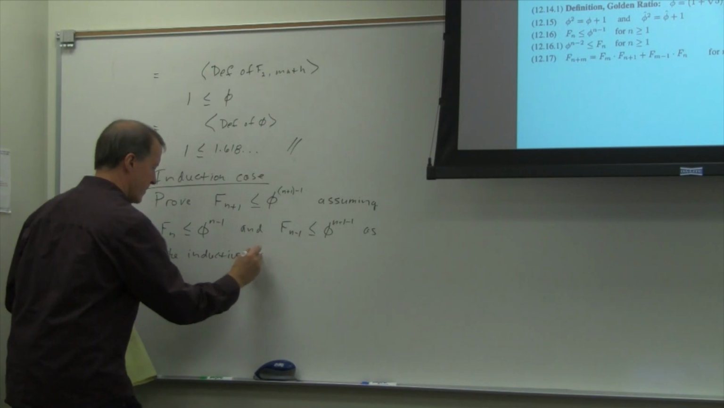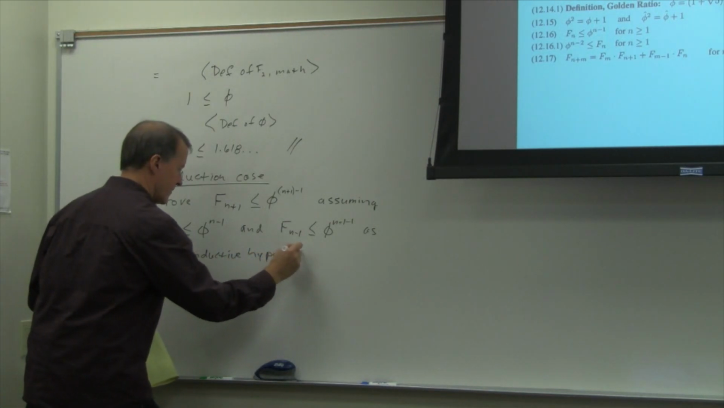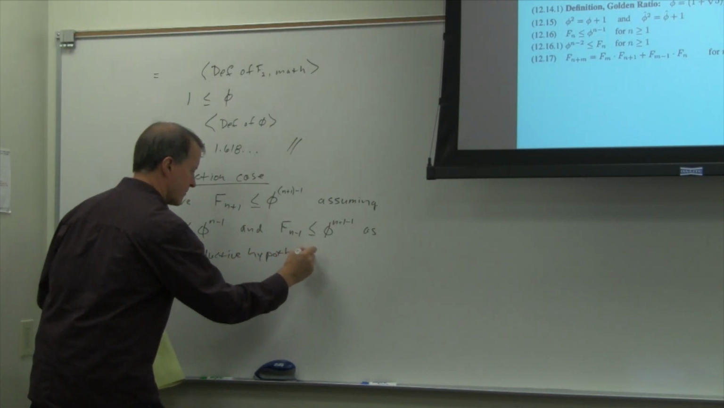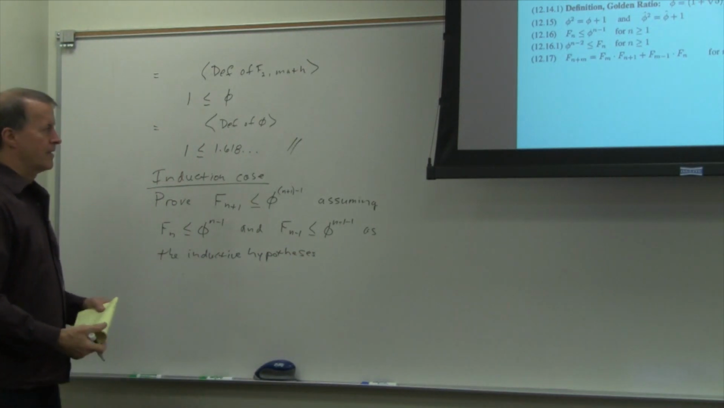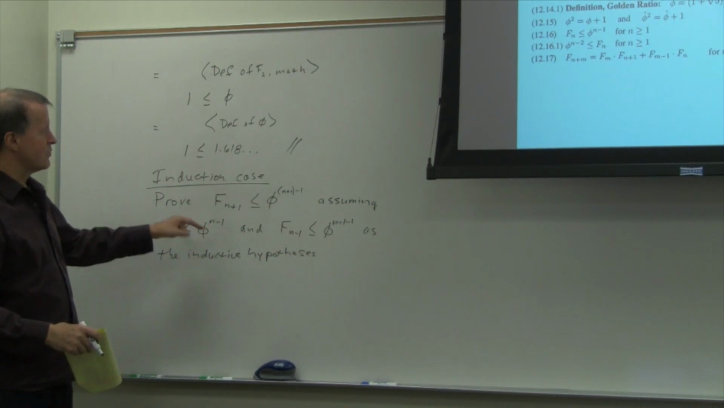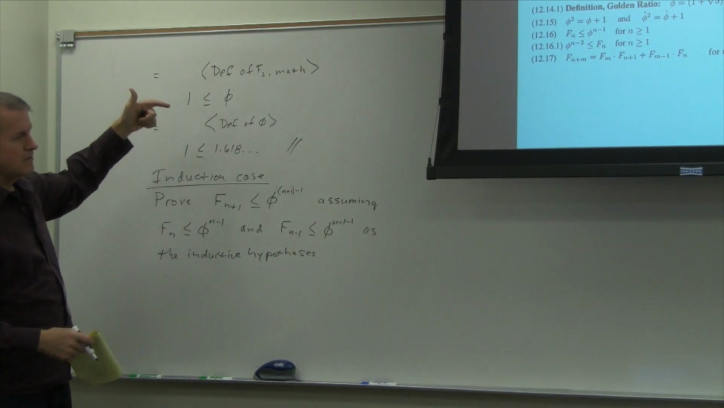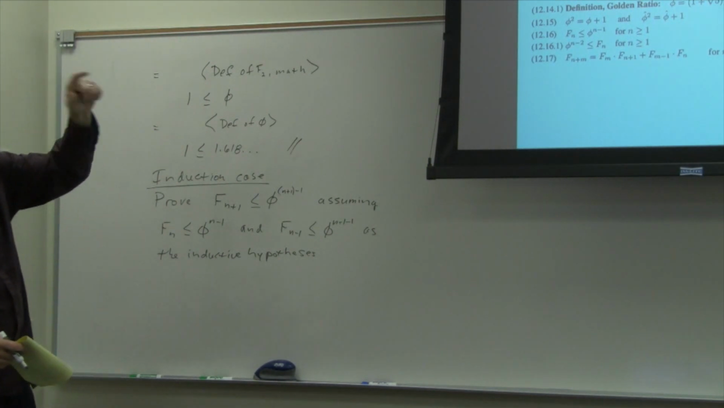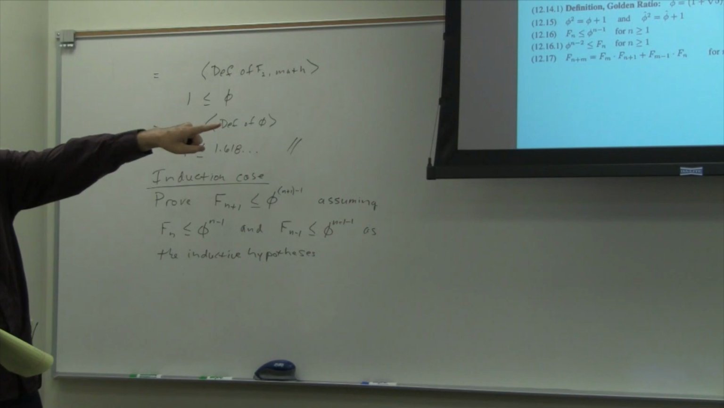But what if n is 1 and you have f sub 0, which is 0? Well, we're doing this in the general case. They're asking it for n greater than or equal to 1.